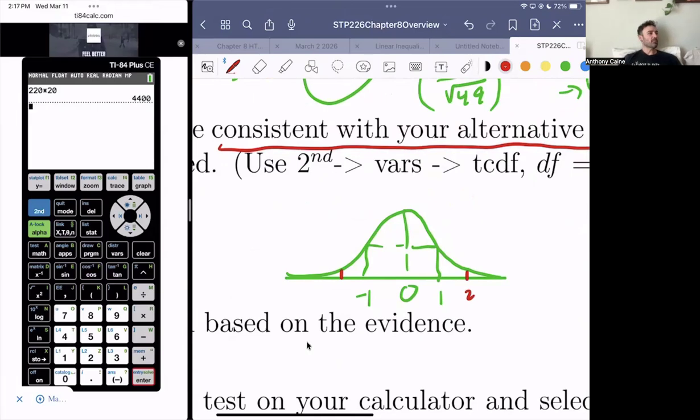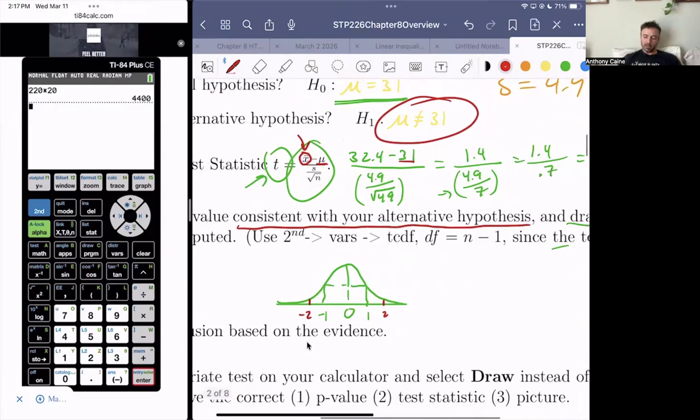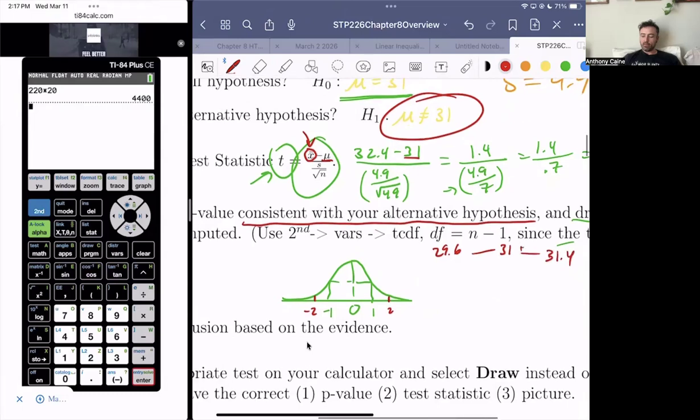I'm blanking on what that might be. I don't know, but they end up being out here. And what type of number would that be? That'd be something like 29.6. That would get us the same type of 29.6. That's the same distance from 31 as 31.4, right? So I add 1.4 here, I subtract 1.4. So we'd be differing by the same amount.